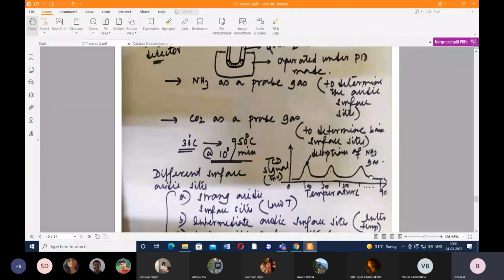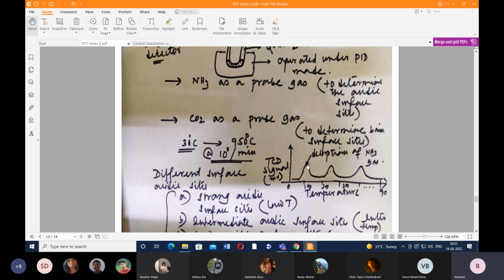Okay, so here you can see three different peaks at three different temperature regions. The first peak corresponds to the desorption of ammonia at low temperature. The second peak also is desorption of ammonia at intermediate temperature. And the third peak also corresponds to the desorption of ammonia at high temperature. So the low temperature peak is treated as the strong acidic surface sites.